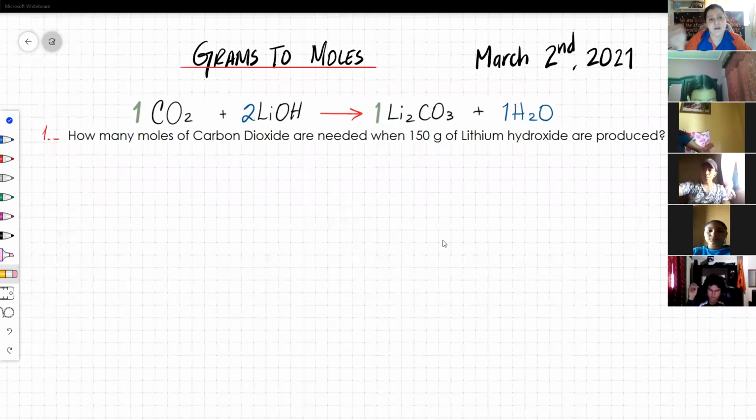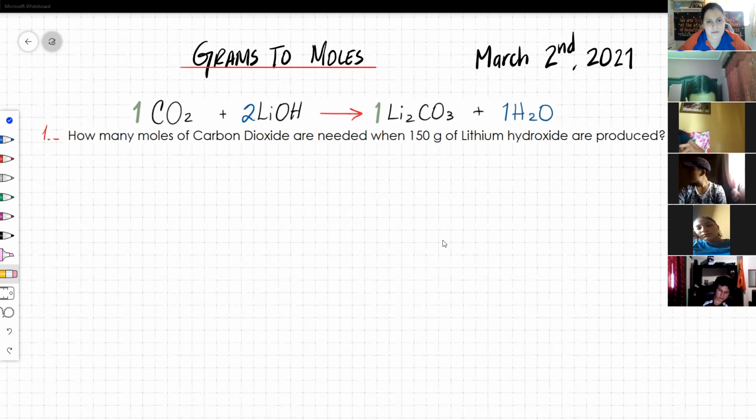After you balance, you have to write the givens and the unknowns. So that is going to be like the first step after balancing. So here you have to write the givens. Now, what do you have as a given?